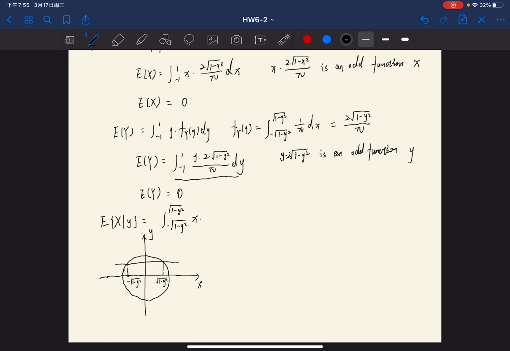And x multiplies the probability density function of X under the condition Y equals y, and the probability of x in dx. This part we can use the definition, which equals f, the joint density function of x and y, divided by f, the marginal probability density function of y.